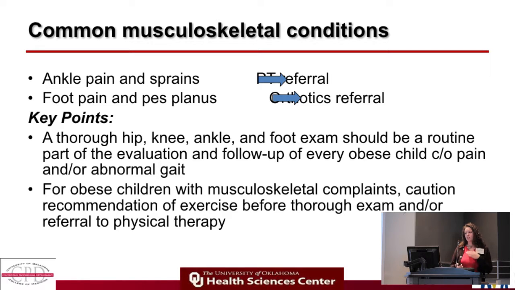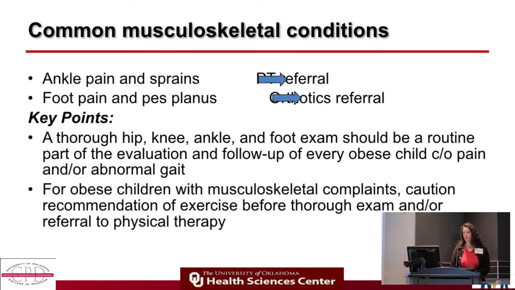So kind of the key points for there is to do a thorough hip, knee, ankle, and foot exam, and I feel like that should be a part of every evaluation. And then following that, a child who is complaining of pain, or if they have an abnormal gait, that needs to be looked at right away.